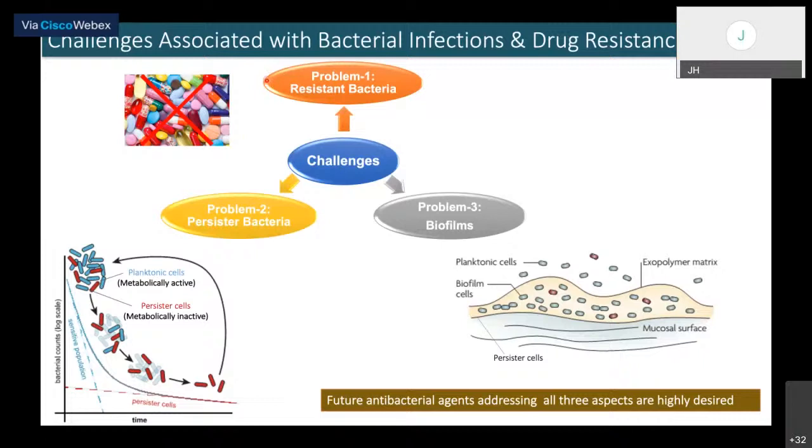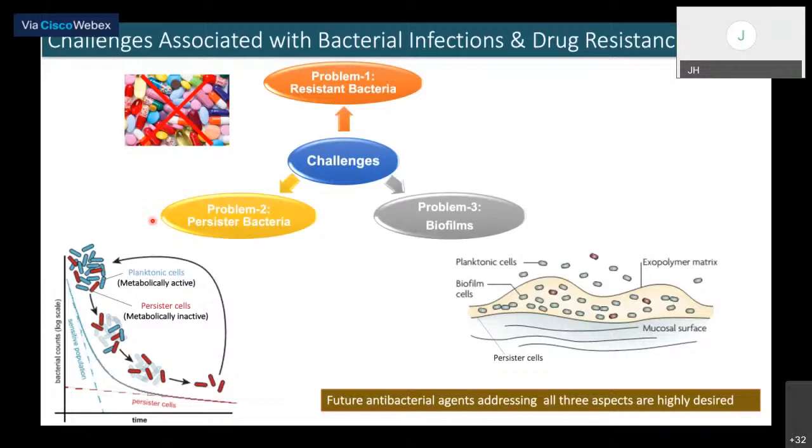Another problem with bacterial infection is the persister bacteria. When an infection is happening, there are two kinds of bacteria present. One is a blue kind of bacteria, which is called planktonic bacteria. Another is a red kind of bacteria, suppose, for example, which is called persister, which is metabolically inactive. It is a dormant bacteria. The blue bacteria are completely dividing in the body and creating the disease.